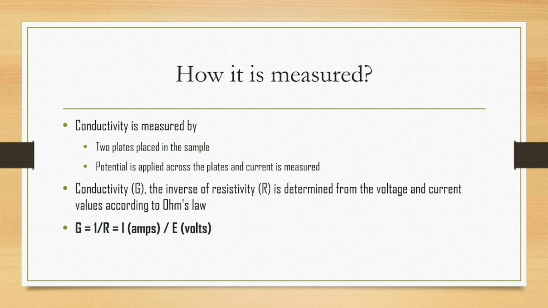So you saw in the preceding slides that 2 metal plates were placed in the solution. A potential difference is applied, and because of the different ions in the water, the conductivity is nothing but the reciprocal of resistivity in terms of physics, and it is determined from the voltage and current values according to Ohm's law. We know what Ohm's law is: V is equal to IR. So G, the conductance, is nothing but 1 upon R.